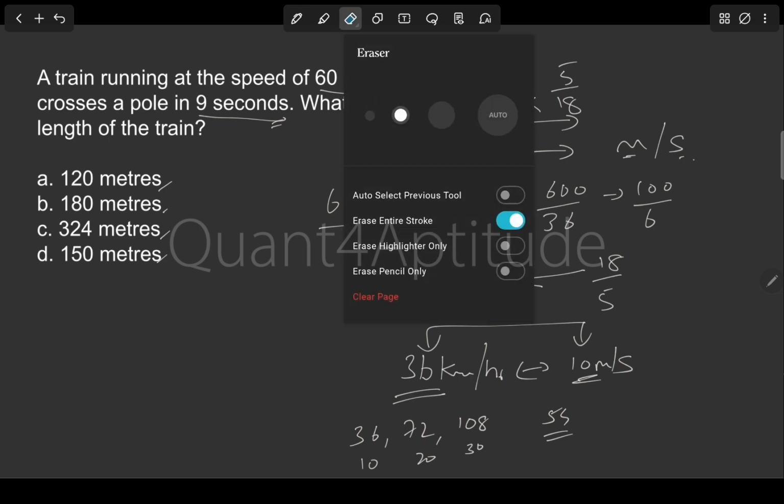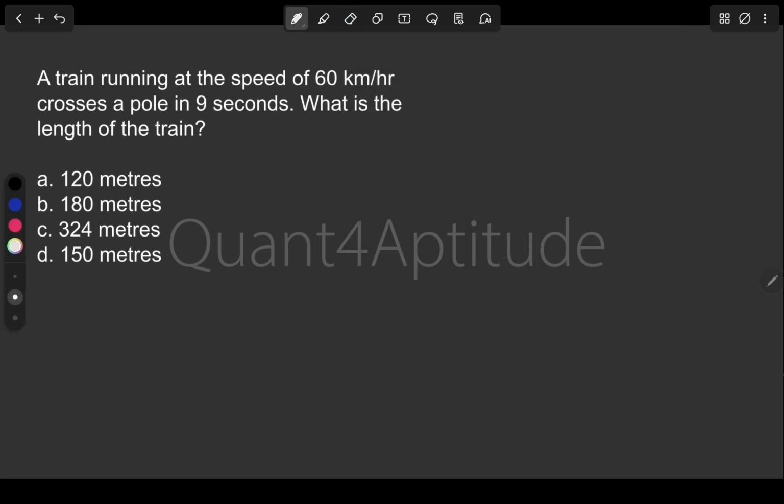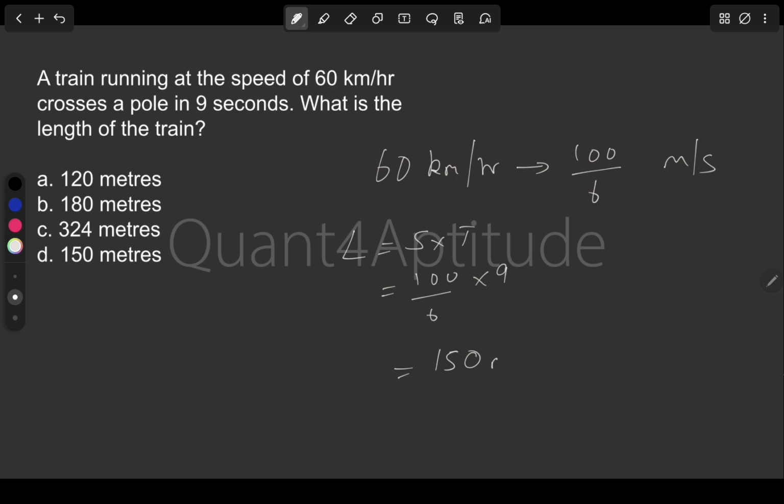Now let's look at the solution to this problem. Once you have converted the 60 kilometers per hour into meters per second, we had got 100 by 6. It becomes a straightforward solution because the train has to travel its own length to cross over the pole. So the length required is nothing but speed into time, which is 100 by 6 into 9, which gives us 150 meters. That is the answer to this question.